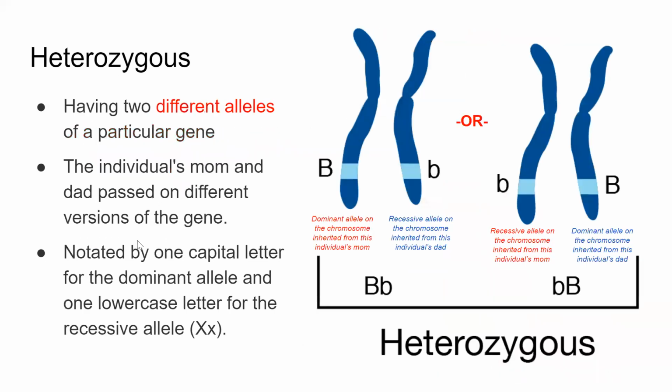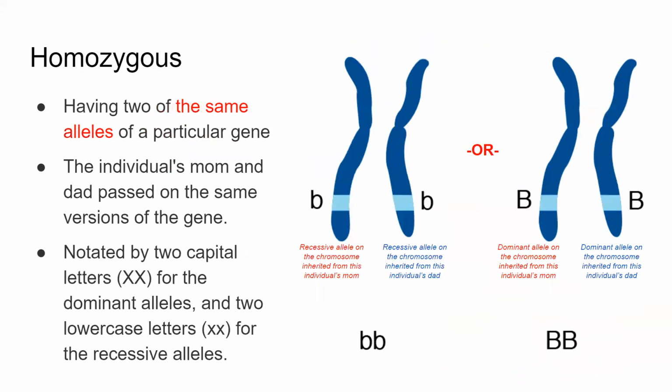Heterozygous, different alleles. You got this. All that other mumbo jumbo you already know. Homozygous, same alleles.